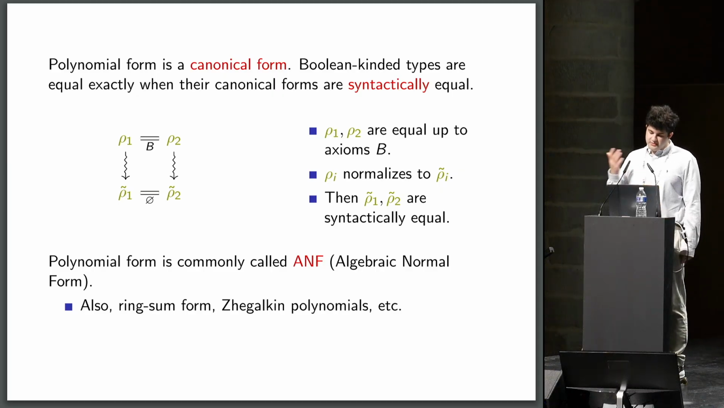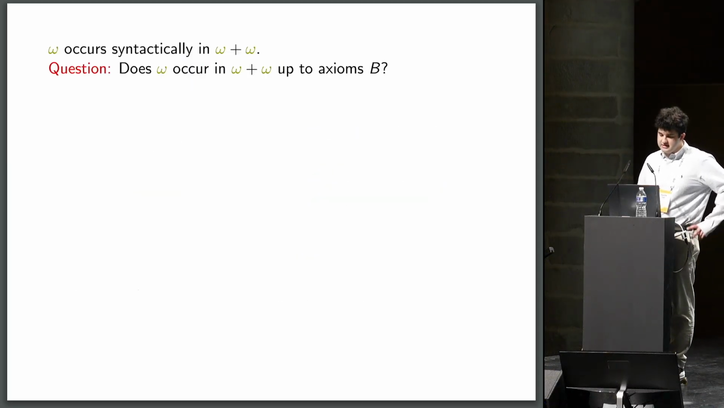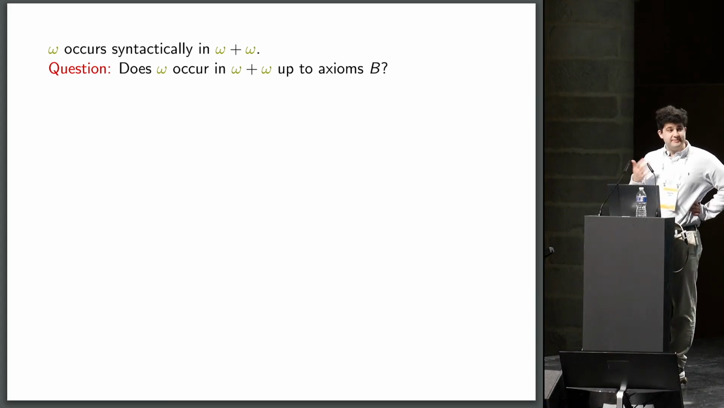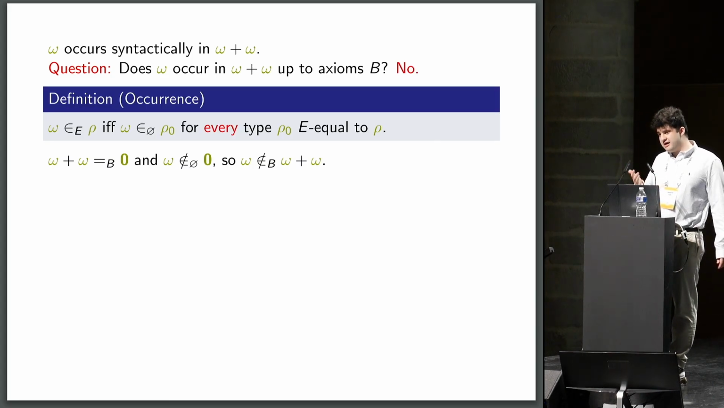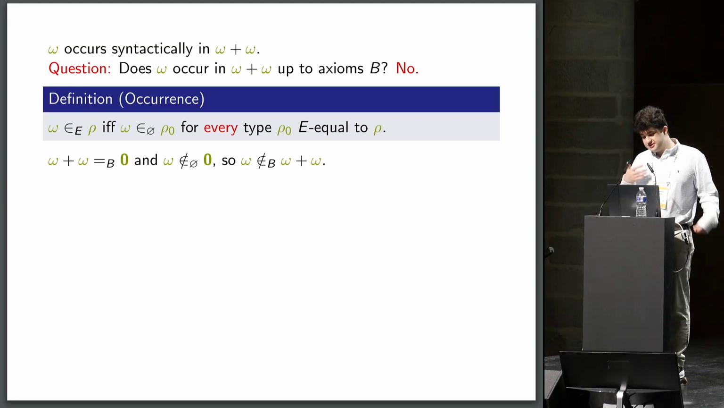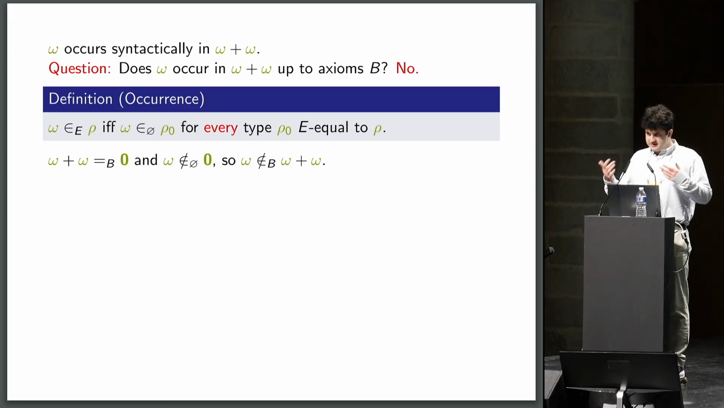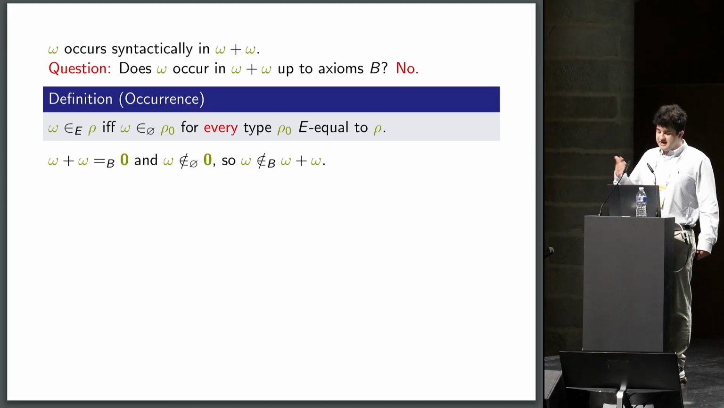Okay, polynomial form is more commonly called ANF. Okay, so it's rather clear that omega occurs syntactically in omega plus omega, but does omega occur up to axioms? Well, in order for it to occur up to axioms, it has to occur syntactically in all equal types. So in this case, omega plus omega reduces to 0. So we do not say that omega occurs in omega plus omega up to axioms.